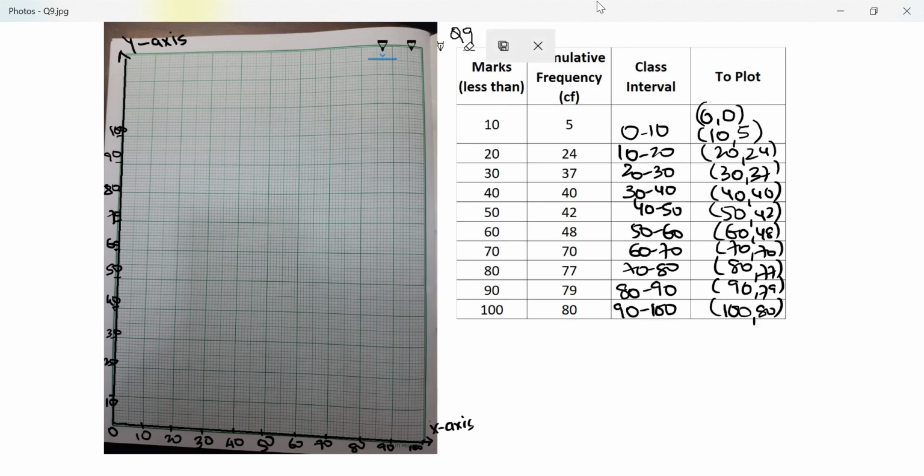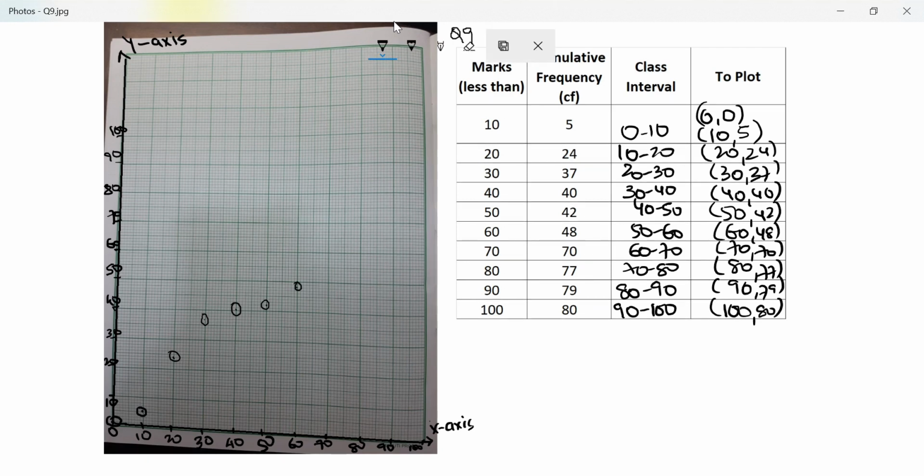Let's see what I have to plot. I have to plot 0, 0, which is here. Next is 10 with 5, so 5 lines after 0. Let me take a sharper pen. Okay. Next is 20 with 24, which will be 4 lines after 20. Next is 30 with 37, that's 7 small lines after 30. 40 with 40. 50 with 42, so 2 small lines after 40.